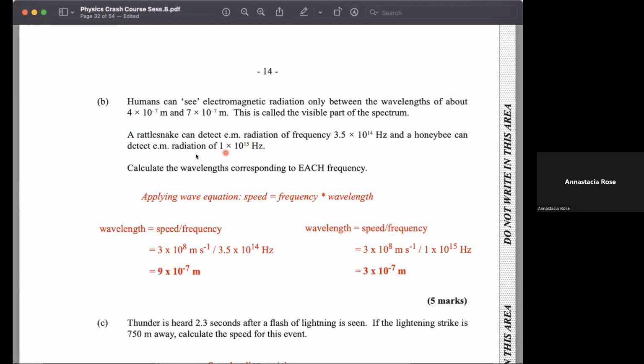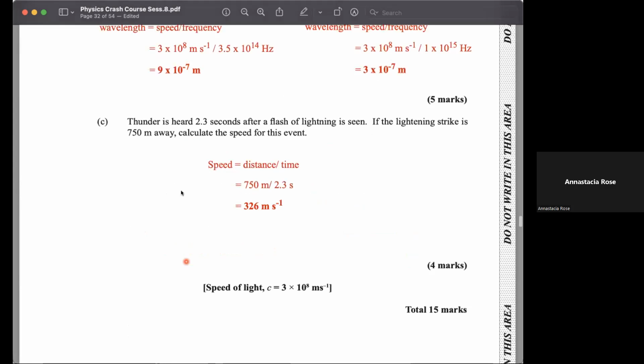So the speed of the electromagnetic wave detected by the rattlesnake is 3 times 10 to the 8 meters per second. If we transpose the wave equation, the wavelength is equal to the speed divided by the frequency. So we can divide 3 times 10 to the 8 by 3.5 times 10 to the 14.